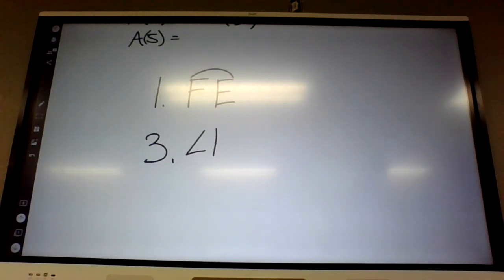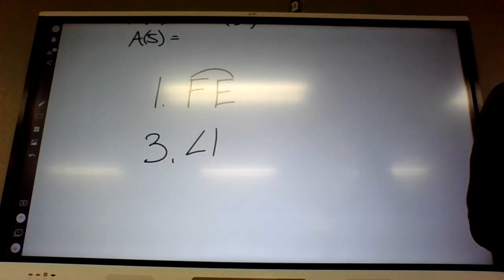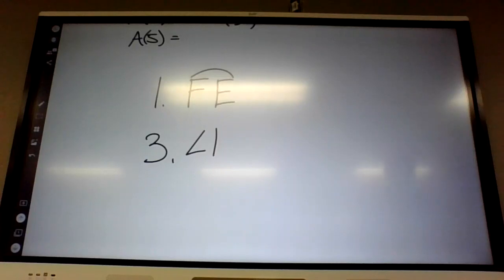If an angle is given, name the arc that it makes. If an arc is given, name its central angle. So it's kind of like 1 and 3, but I don't know.